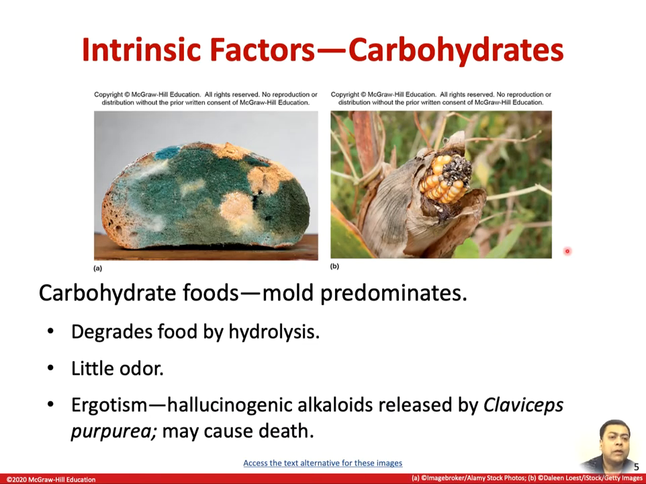Here, what we are looking at first is the intrinsic factor of carbohydrates. You can see on the left-hand side of the picture that this is a piece of bread, and we call this bread mold. Likely this blue-greenish mold that is growing is a Penicillium species. Penicillium is the genus from which penicillin was discovered. So this is a Penicillium species.